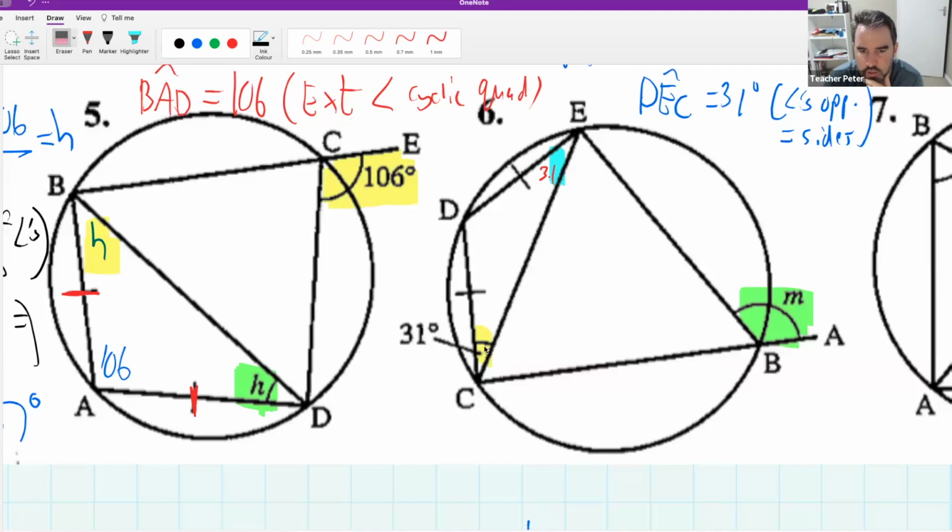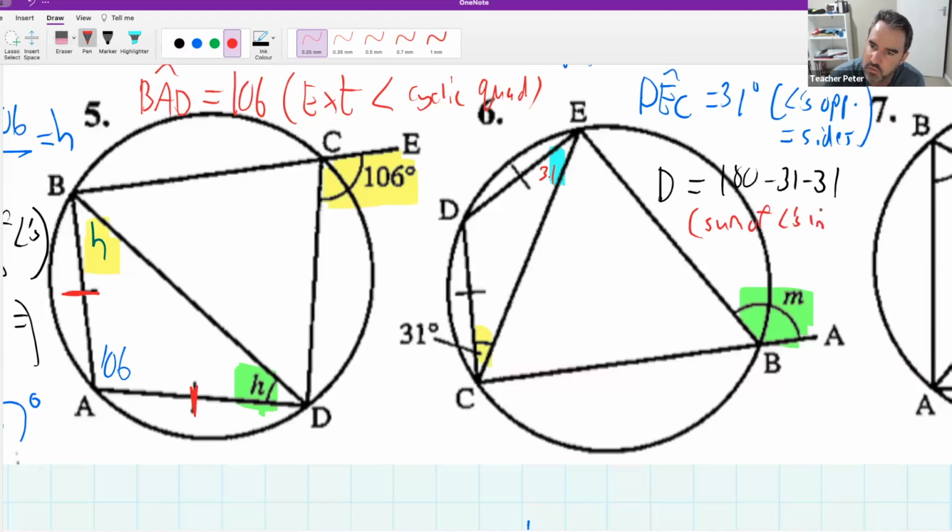So you've got this is 31, you've got that's 31. Yes, you can get angle D. Angle D is going to be 180 minus 31 minus 31. And the reason is going to be sum of angles in a triangle. So this is going to be, what's that? 62. So take away 62 from 180, we get 118. So what is going to be the size of angle M? What is going to be the size of angle M?